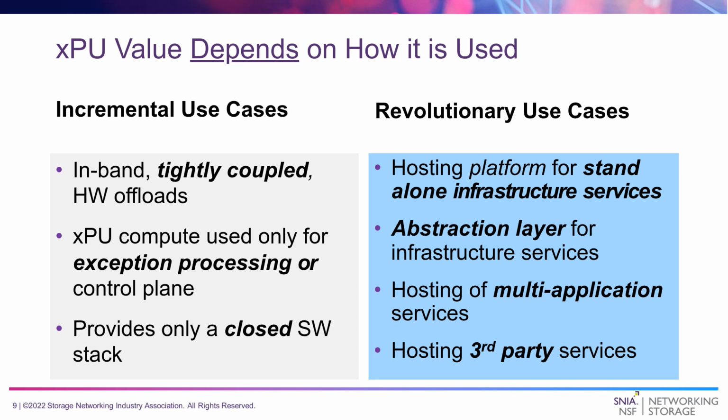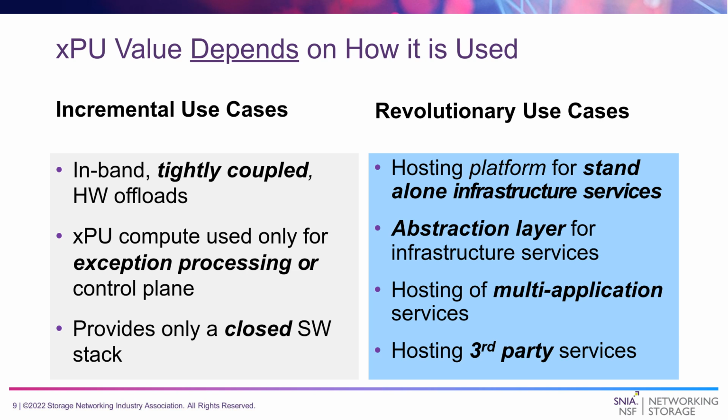Another incremental use case is to take the XPU compute and the cores that are being put onto these XPUs and not really use them in a new way, but keep them in their old role. Performance NICs have always had a few cores laying around. They're used for control plane, configuration management, and even the occasional exception processing when something falls out of a hardware offload because it's an IP frag or a similar situation. Using your XPU compute in that way is very traditional, very incremental. There's not a lot of revolutionary content there.